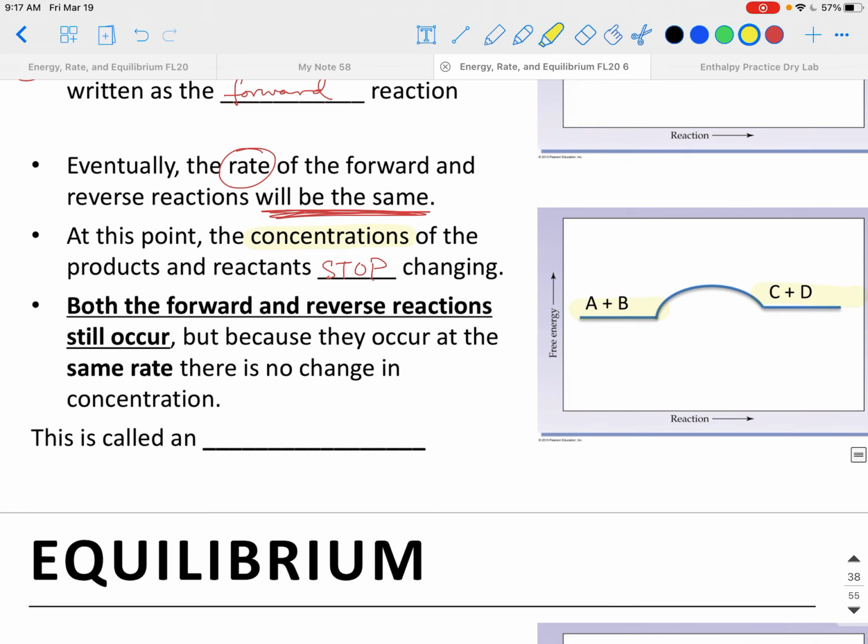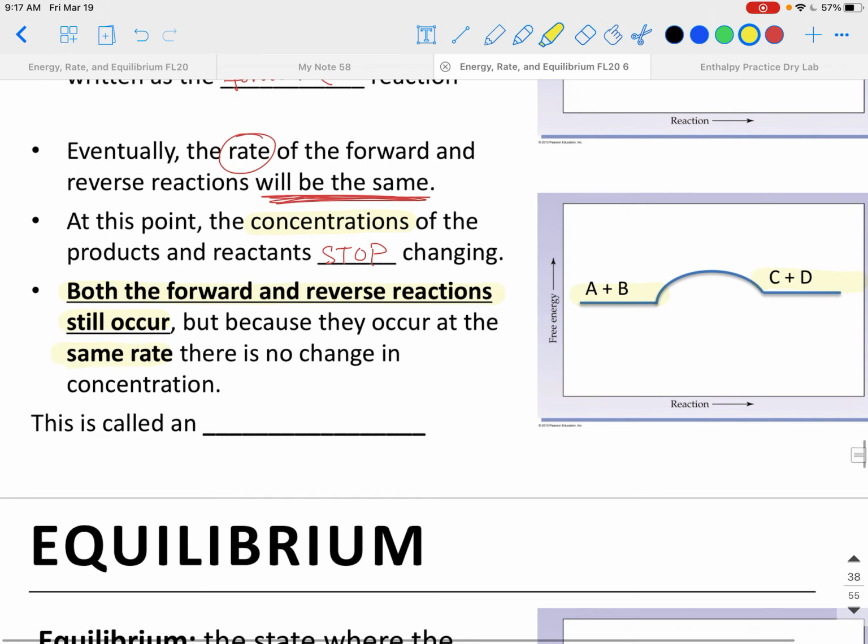This is a very key point because it's both underlined and bold. When this happens, both the forward and reverse reactions still occur. It's a very dynamic scenario here. That doesn't mean the reaction just stops, but because they are occurring at the same rate, there's no change in concentration. Now, we mentioned this word concentration briefly yesterday when we lectured on this, but we're going to dive into it a whole lot more today, okay?